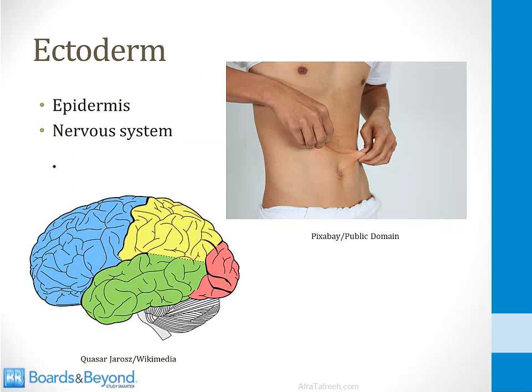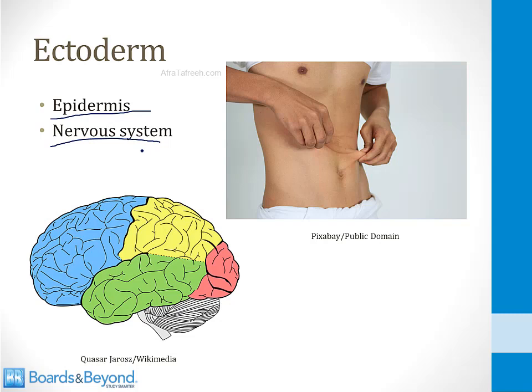So first, let's talk about the ectoderm. In general, you can think of the ectoderm as being the germ layer that leads to the development of the outer surface of the body. For example, it forms the epidermis, it also forms the nail beds and the hair, all the things that are on the outside of your body. The only exception to this general rule is the nervous system. The nervous system derives from the ectoderm.